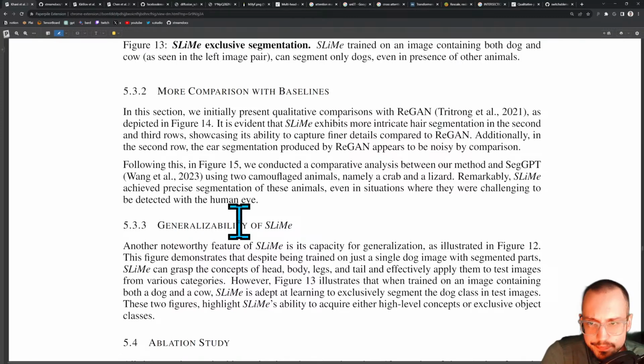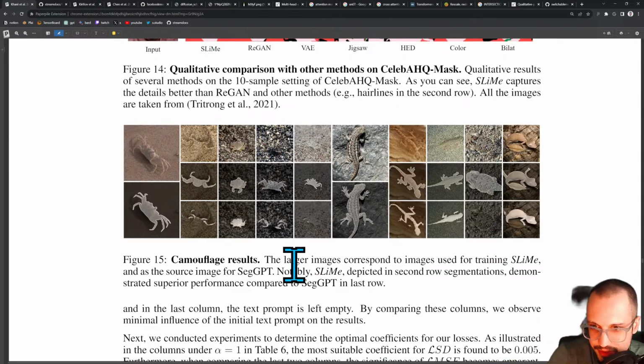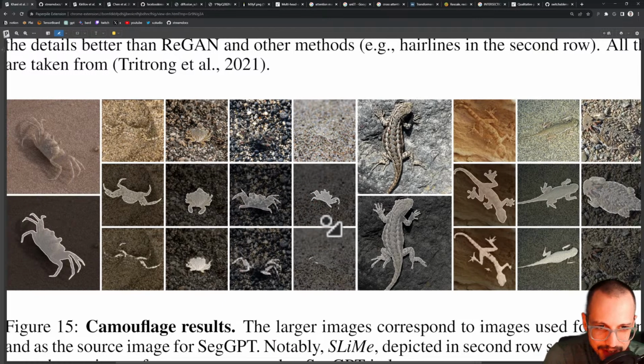Okay. Initially present qualitative comparisons, conduct a comparative analysis using two camouflaged animals, namely a crab and a lizard. What? Where's the crab and the lizard? Here you go. What the heck? Okay, so they segment out this crab, and it's able to detect the crab. This is kind of a cool example, right?